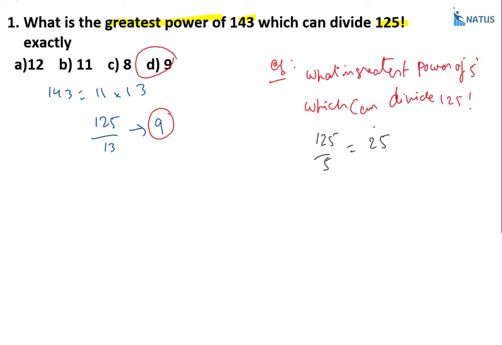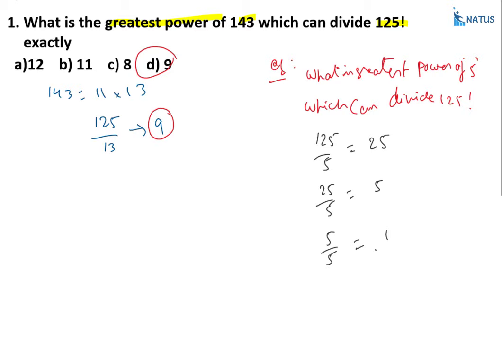Now you will check whether this quotient is greater than or equal to the divisor or not. If this is greater than or equal to the divisor, again you will divide this quotient by this divisor. So 25 by 5, that is equal to 5. Now is the quotient greater than or equal to the divisor? Again you will divide this number by 5. What is the quotient? That is equal to 1. This number is less than the divisor, that's why you will stop here.